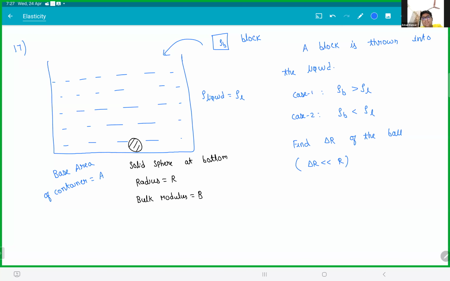Do you need the volume of the block? Yes, take it. It's a cube of side l. You will need it. Take it as a cube of side l.